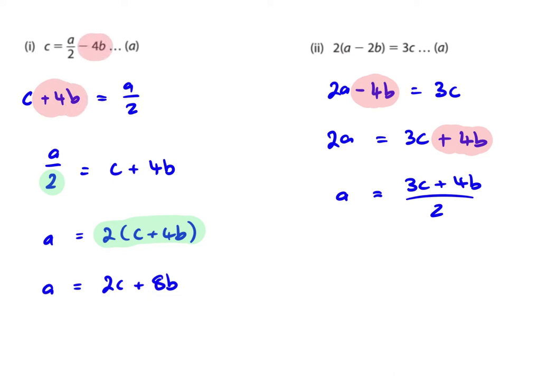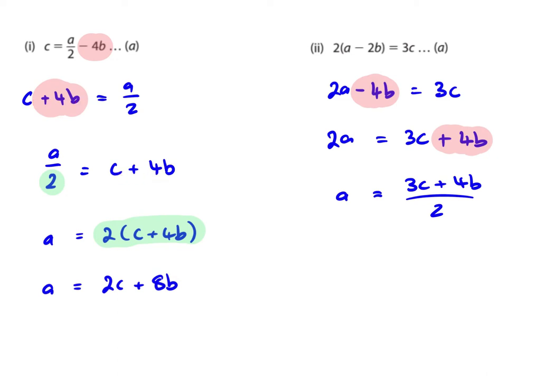Okay. Now, we know from this question that we need to make a the subject. So in order to make a the subject, we need a equals in our final answer. So we're going to flip this around. So we get a over 2 equals c plus 4b.